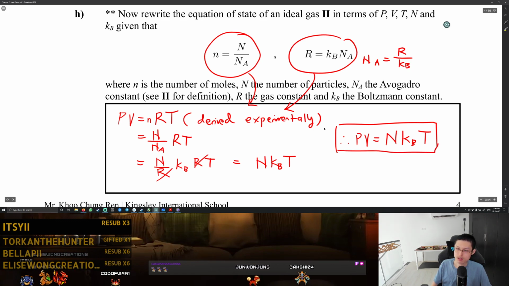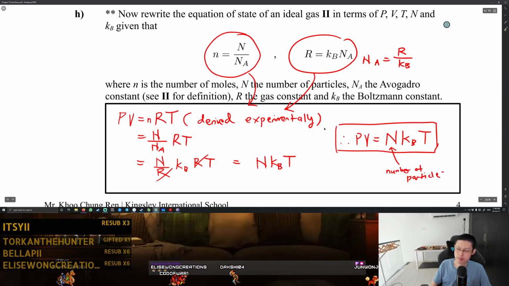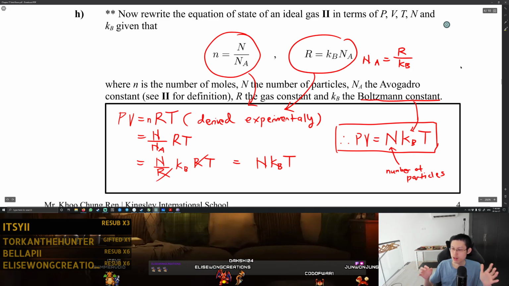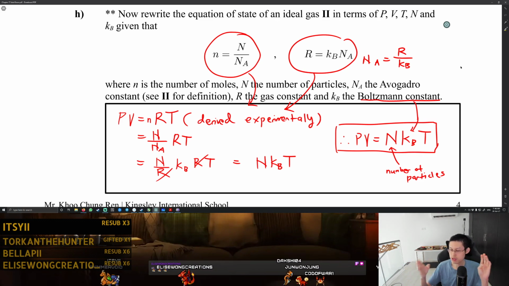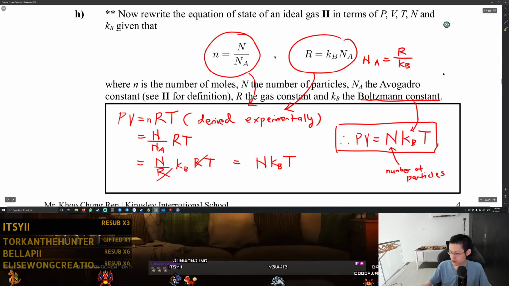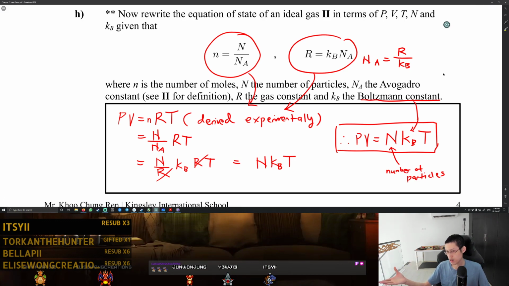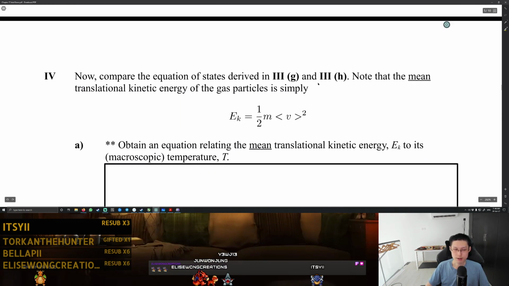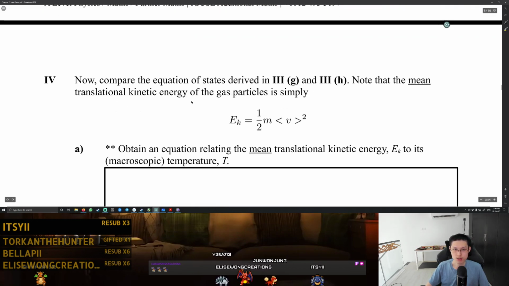The only difference here is that this big N here refers to the number of particles instead of the number of moles. And this Kb is the Boltzmann constant right there. Okay, so depending on whether they've given you the number of particles or the number of moles, you have to use one of these equations. It's a bit like when we did centripetal force. Sometimes you use m omega squared r, sometimes you use mv squared over r. Depends on what values the question has given you. Okay, so now we're gonna move on to this guy here.